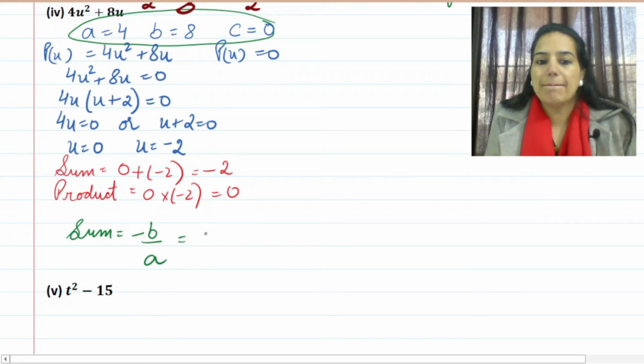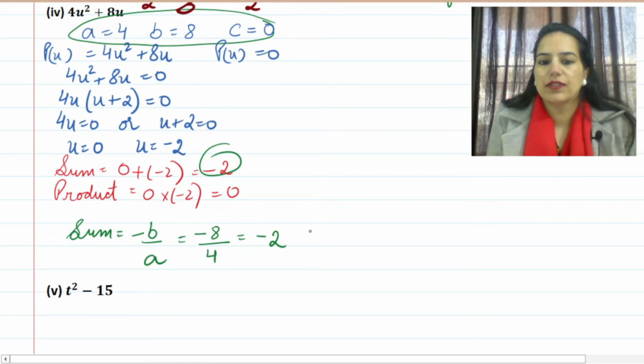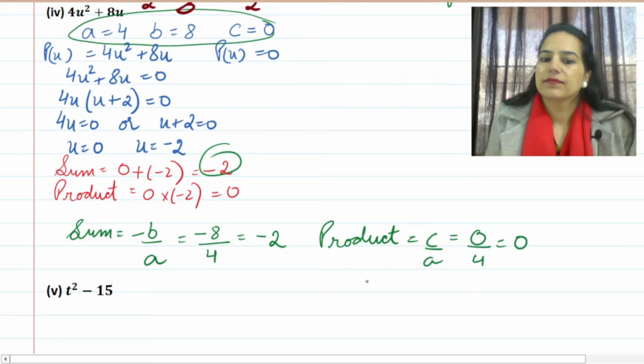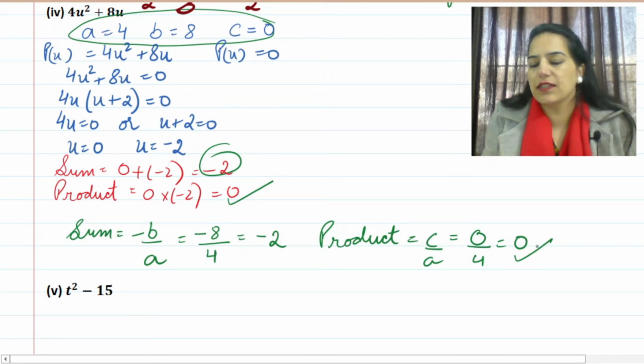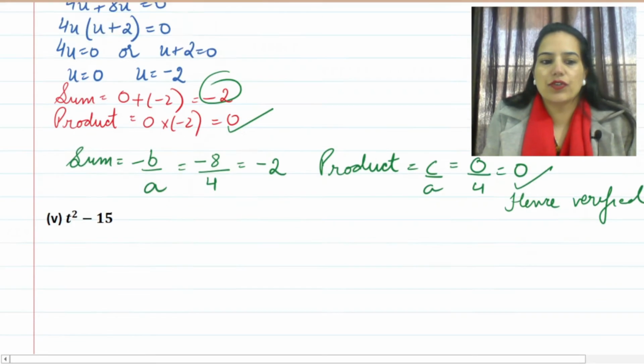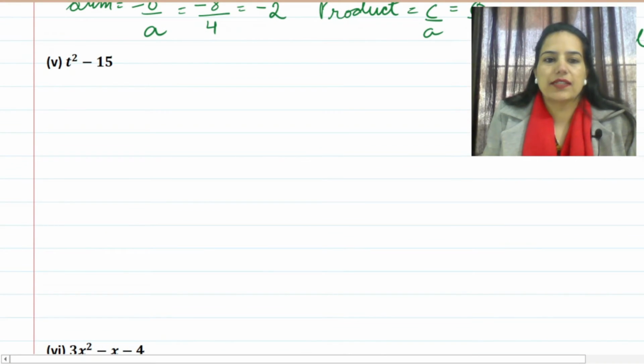So it will be minus 8 upon a, which is 4, and you get minus 2. This is what you were getting here also. Then the product will be equal to c by a. What is c? 0 by 4. Again 0. So this is 0 and this is 0. Again, hence verified. Let's move on to the next one.